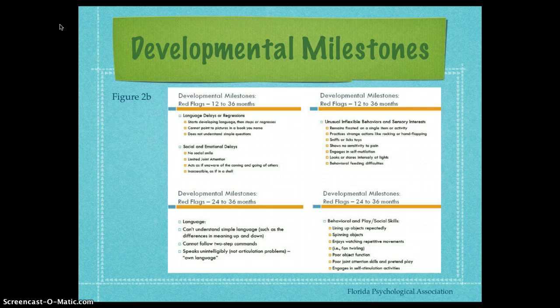Same goes for red flags from 12 to 36 months. It gives us things to look for. I'll give you guys a chance to look those over. I'm not going to read them all to you, but again, if these are things that we expect students to be able to do by this age, and if they can't, then we might think that there could be something going on.